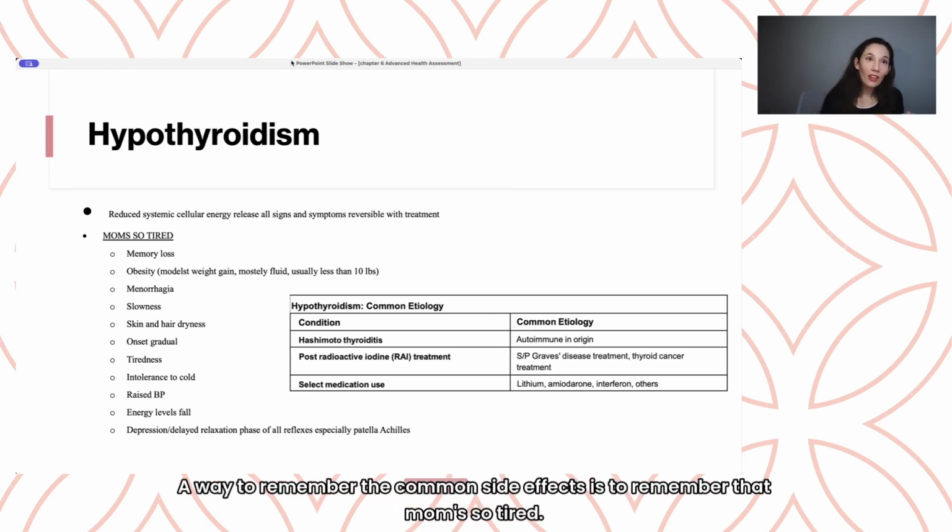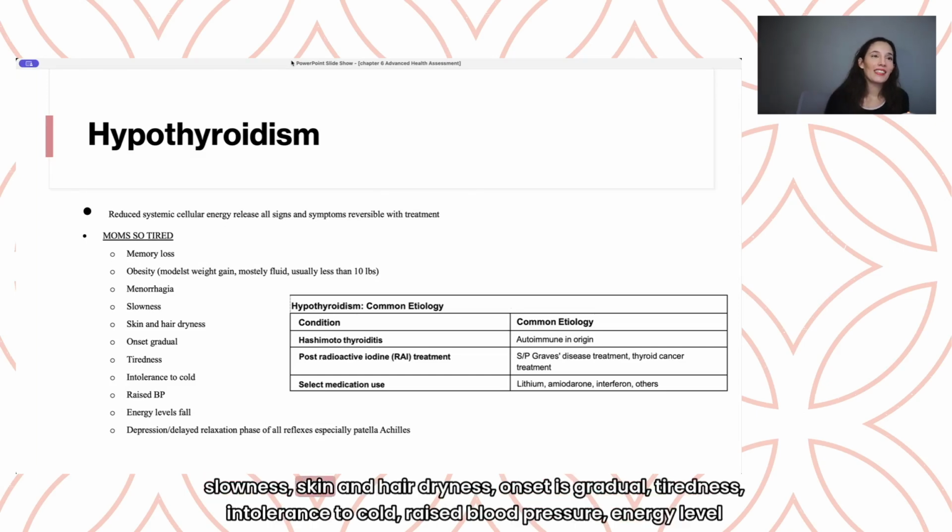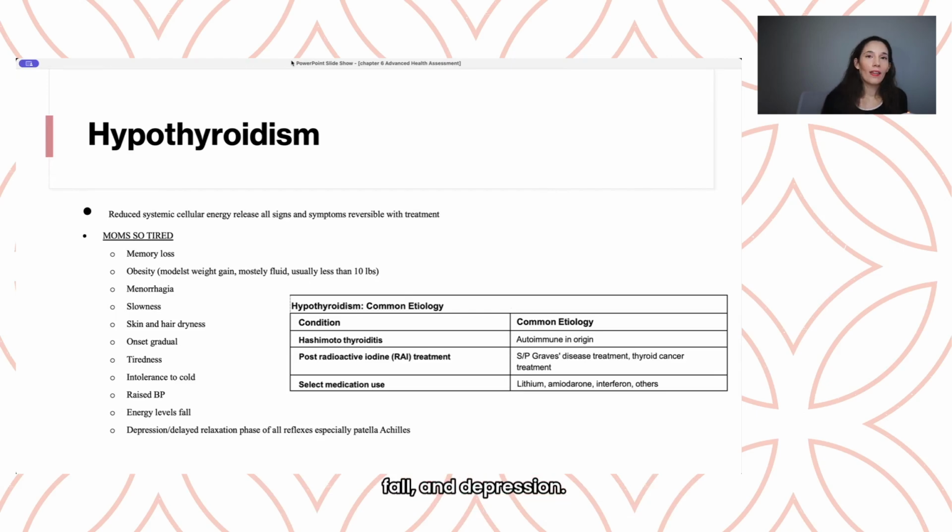A way to remember the common side effects is to remember that mom's so tired. So memory loss, obesity, menorrhagia, slowness, skin and hair dryness, onset is gradual, tiredness, intolerance to cold, raised blood pressure, energy level fall, and depression.